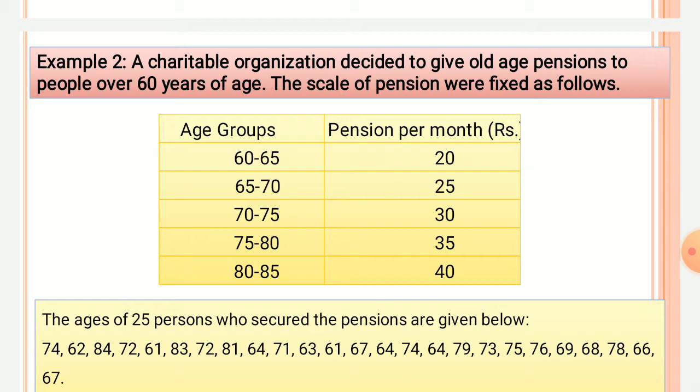So here, a charitable organization decided to give old age pensions to people over 60 years of age. And here, the ages of 25 persons who secured pensions are given. So with the help of that data, we have to calculate the number of persons who secured the different pensions. The ages of 25 persons are given. So we have to calculate which ages receive how much pension.